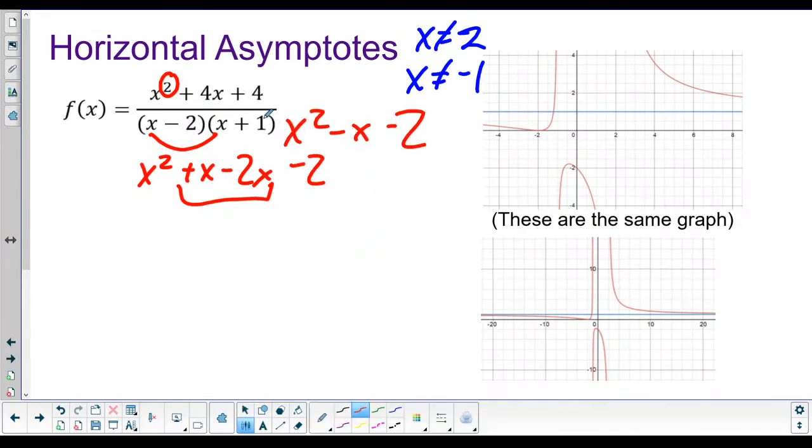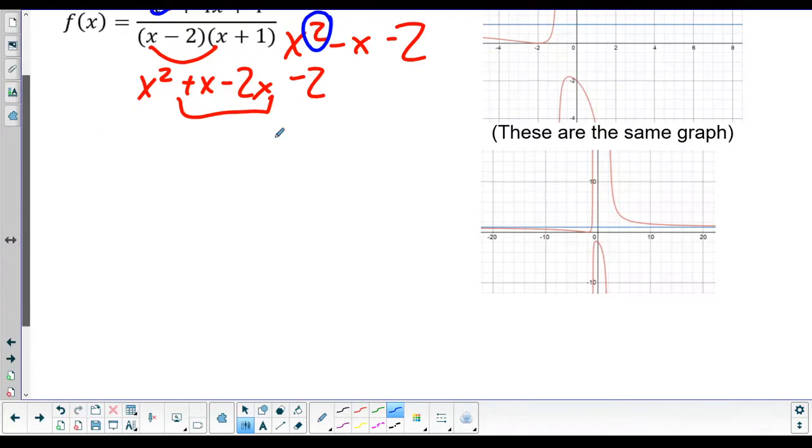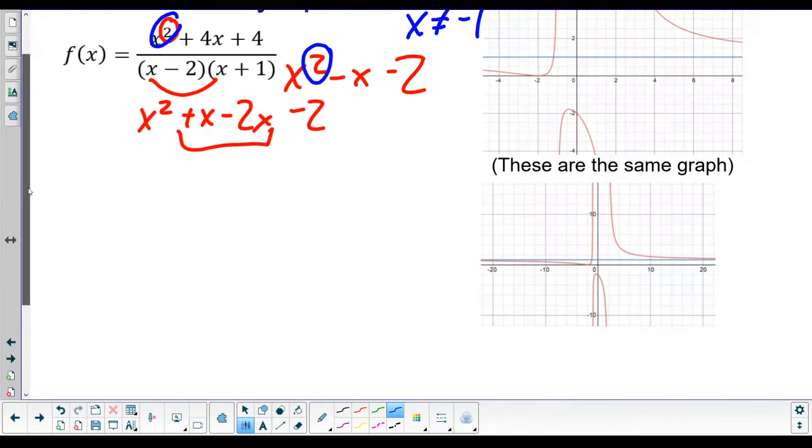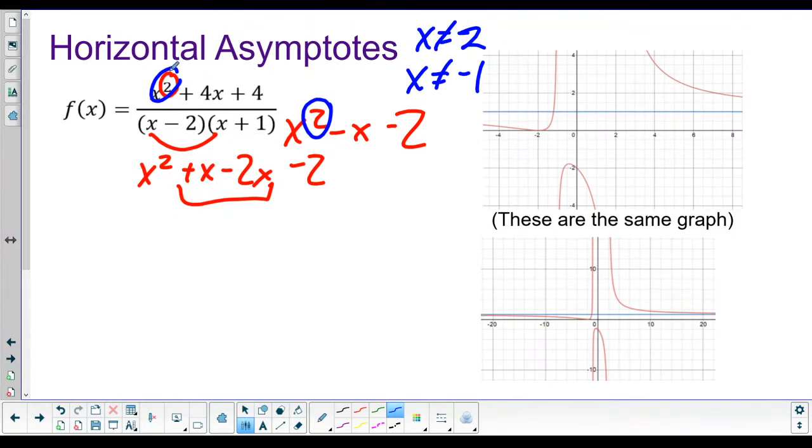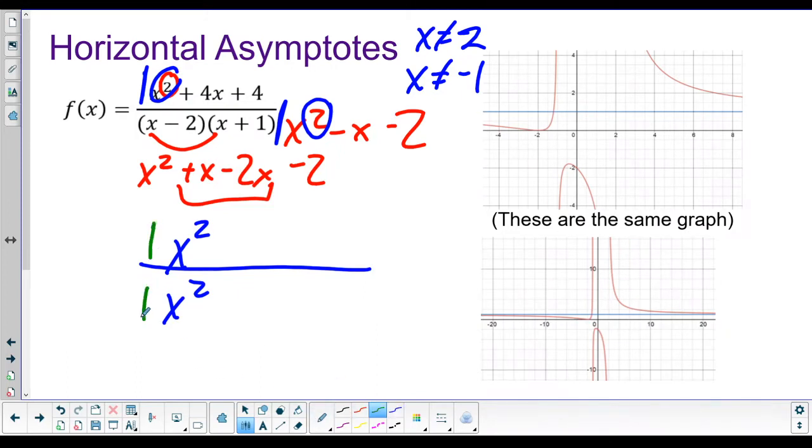Cool. So if we look at our degrees of the top and the bottom, they are the exact same. That's one type of horizontal asymptote. So when they are the same, this one can't really overpower this one or anything. They're even. So the way we find the horizontal asymptote is we just look at the coefficients of the x squared terms. The coefficient here is 1. The coefficient here is also 1. The ratio of the coefficients is where the asymptote is at.